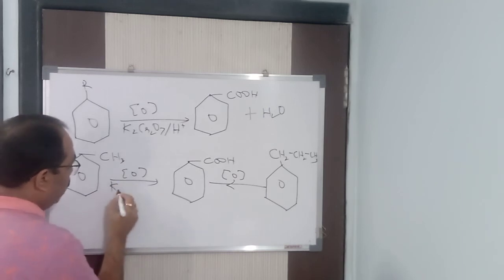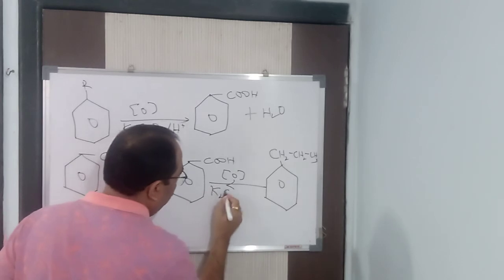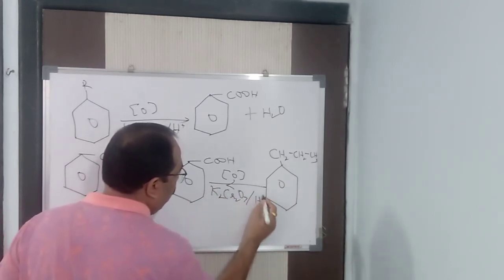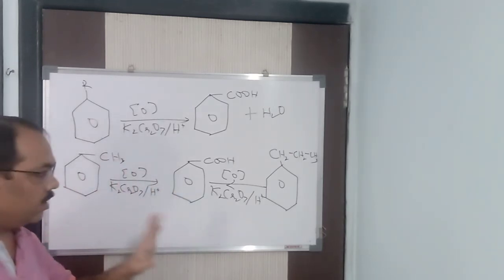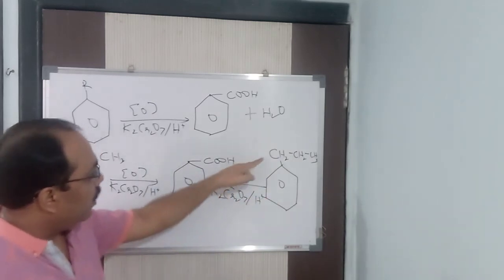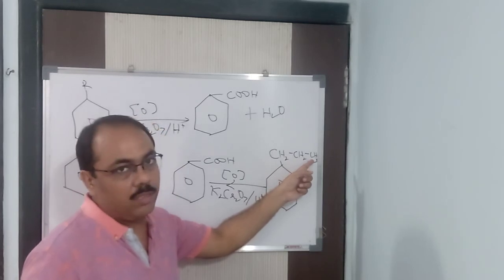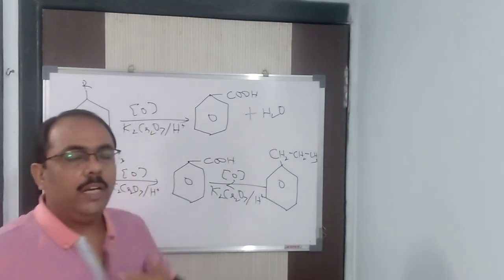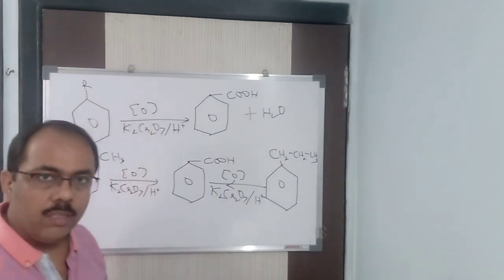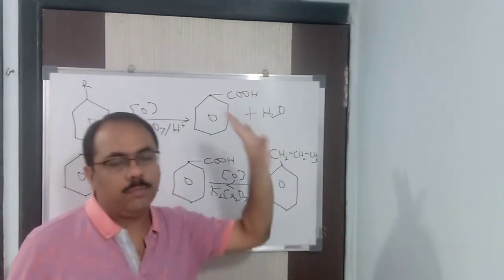On oxidation, how it is oxidized, I said, K2Cr2O7/H plus. Here also the same thing, K2Cr2O7/H plus, or acidified KMnO4 or concentrated nitric acid, any of the oxidizing agents. It will oxidize to benzoic acid. This also will oxidize to benzoic acid. One carbon is oxidized, what about the other carbons? Actually the terminal carbon is oxidized to benzoic acid. Remember that, the terminal carbon. The remaining two carbons will be oxidized to carbon dioxide and water.